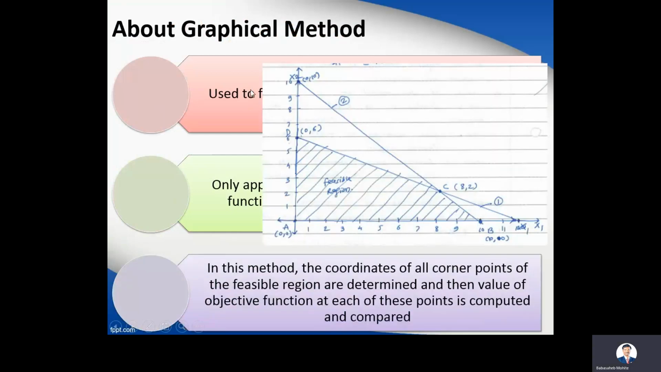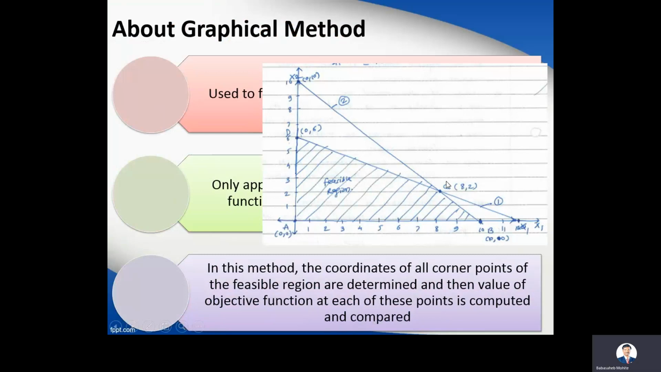And third, in this method, the coordinates of all corner points of a feasible region are determined, and then the values of the objective function at each of these points are computed and compared. So we'll see some basic concepts. This is the feasible region. The name itself indicates that this is a graphical method, so you have to draw a graph, and the graph has an x-axis and a y-axis. Also, to draw a graph, we need to draw some lines. How to draw lines and how to identify coordinates, we will see with some examples.